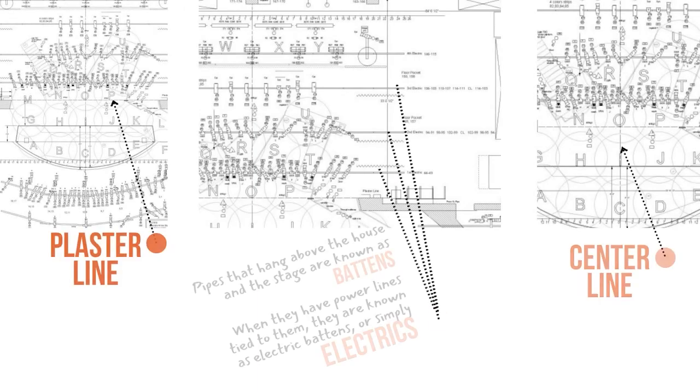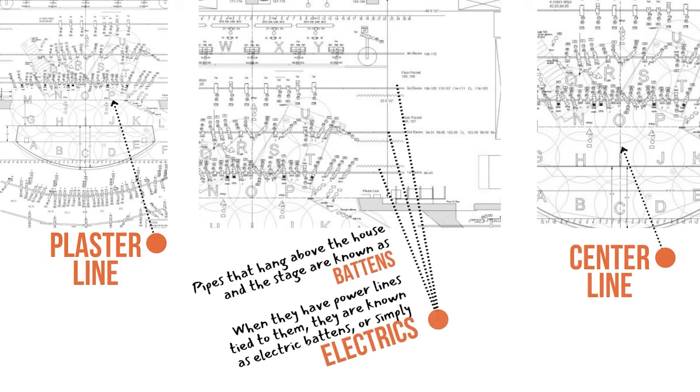There is a dotted vertical line on the light plot that divides the stage into left and right. This is known as the center line, or CL. There's also a dotted line that cuts across the area where the main curtain closes. This is known as the plaster line, or proscenium line, because it is on the proscenium. The pipes that hang above the stage and the house are known as battens, and they are indicated by horizontal lines on the light plot.